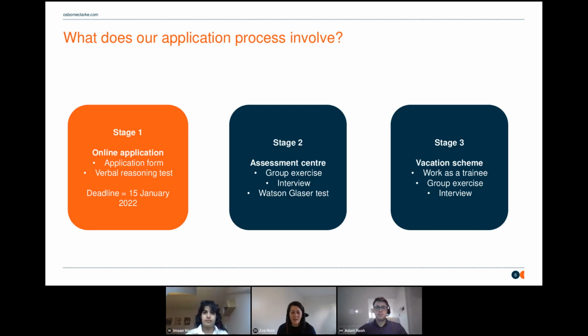As I mentioned, that section is not mandatory for applying and getting a training contract at Osborne Clarke. So if you were only applying through the straight training contract route, it would just be the 2 stages: stage 1, the online application, and stage 2, the assessment centre. And what we're going to do is talk you through each of these stages in turn, and give you some practical hints and tips as you're going through the process.